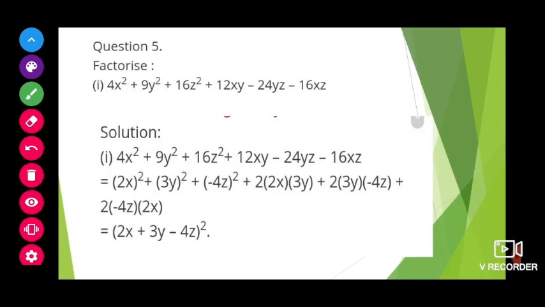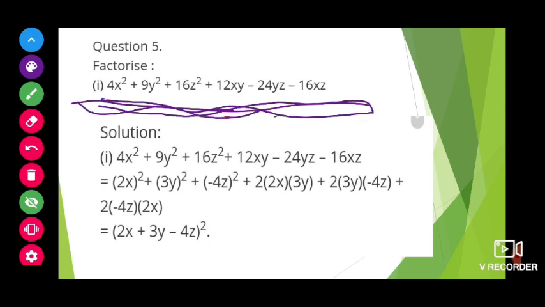Next question number 5, factorize: 4x² + 9y² + 16z² + 12xy − 24yz − 16xz. Children, factorize means, as you know already, we have to write the given expression as a multiplication of 1 or 2 or 3 expressions. Now if you observe here, 3 variables are there, and this format is looking like the formula of (x + y + z) whole square, isn't it?